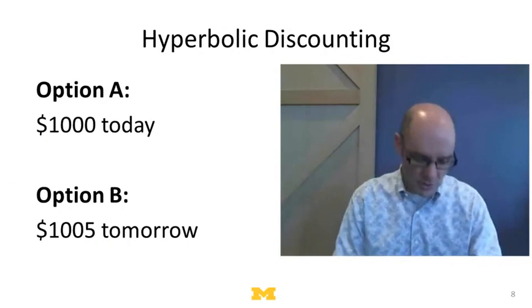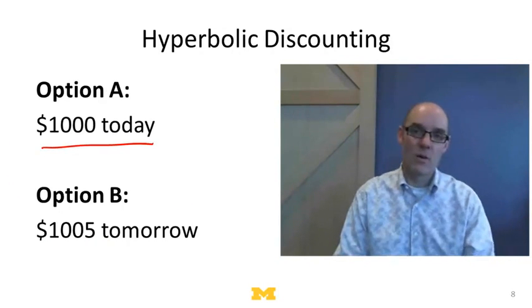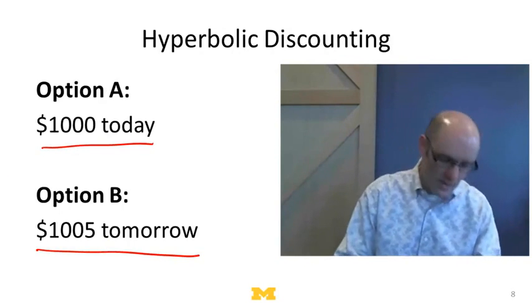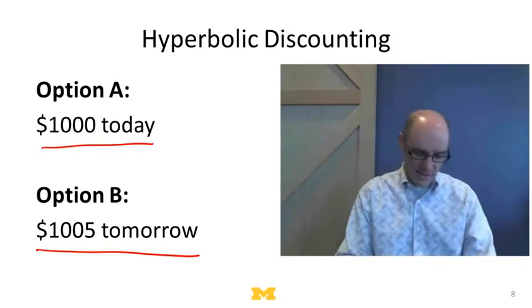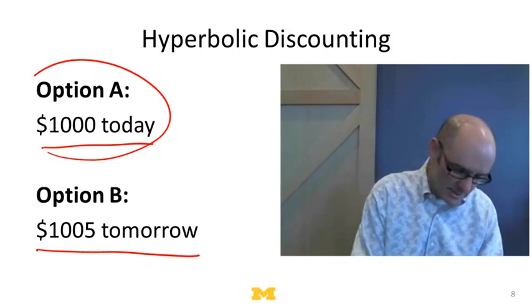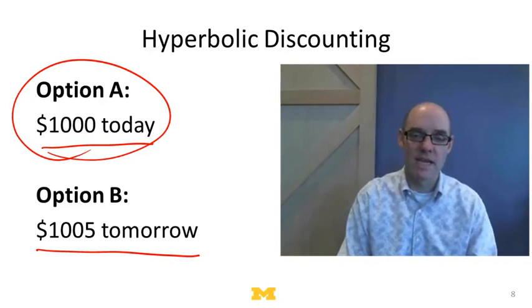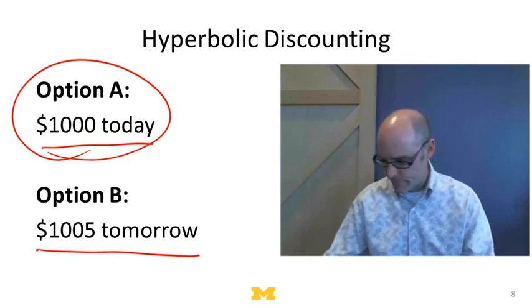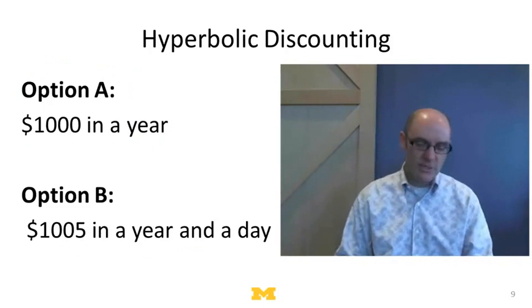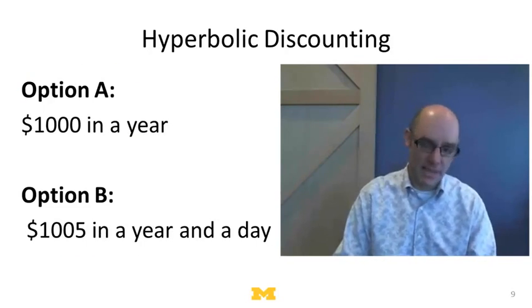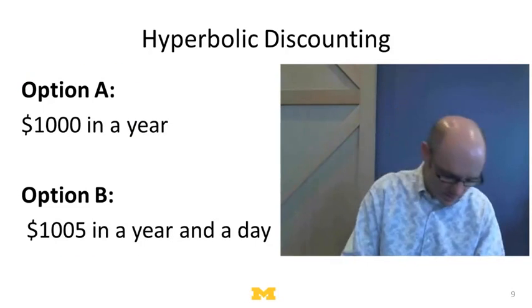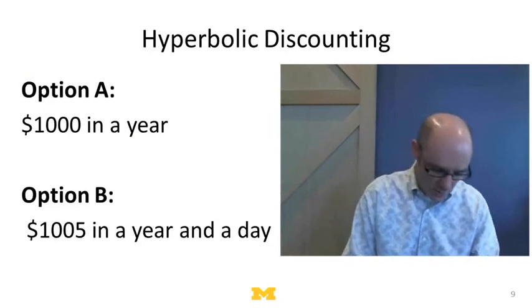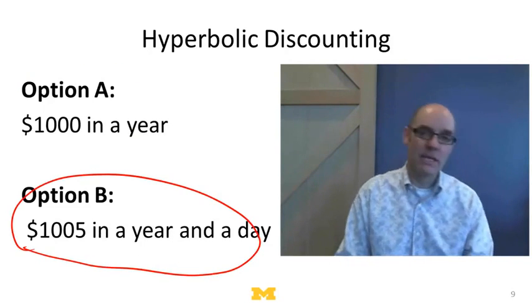Suppose I say to you, here's option A. I'll give you $1,000 right now, or wait until tomorrow, and I'll give you $1,005. What do you take? Well, a lot of people are going to say, you know what, just give me the $1,000 today. Most people say, I'd rather have the $1,000 right now than wait a day to just get $5 more. Now, suppose I say to you, okay, here's option A. I'll give you $1,000 a year from today, or I'll give you $1,005 a year and a day from today. Well, here most people say, well, look, I'm waiting a year anyway. What's one more day? I'll take option B.